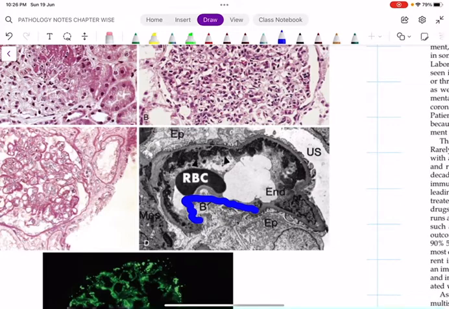Don't say that you can see the subendothelial deposit in light microscopy. No, it is an electron microscopic finding. In electron microscopy, you will see a subendothelial deposit which resembles a loop of a wire. That is why it is called a wire loop lesion. It is associated with class 3, class 4 and class 5, but most commonly with class 4. Poor prognosis. It indicates that the patient has an active disease.